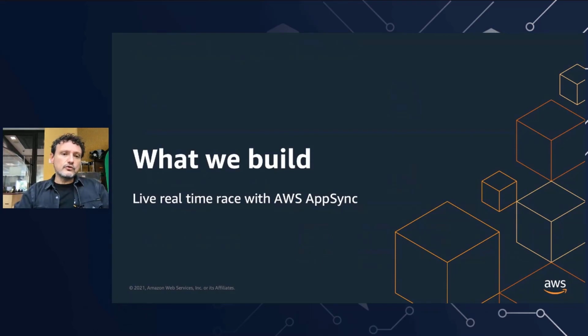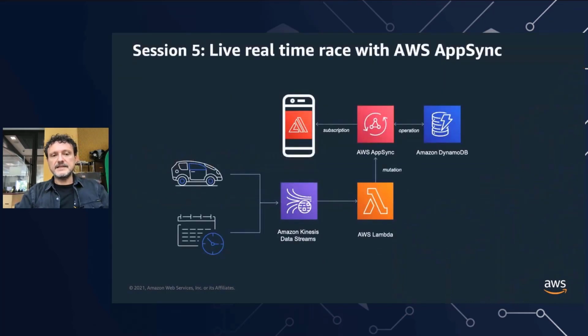So let's jump into what we will build in this session. This is the target architecture that we are going to build. And again, it's about providing our end users with real-time live updates about a race, about cars that are on track during a race. So we are going to have our mobile or web application that we already built from session number 1 to session number 4. And through this application, we will send real-time notifications.